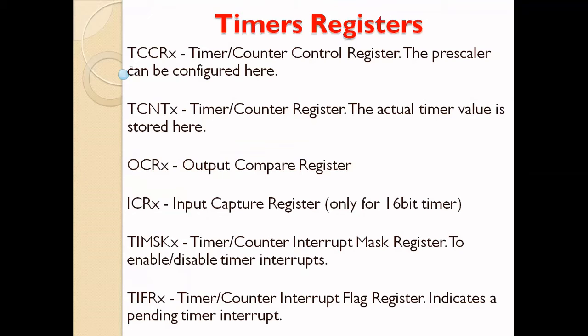There are various types of registers available in the timer. First one is called the timer counter control register. This is a control register used in the timer. Next one is the timer counter register. This is also an 8-bit register; if you go for 16-bit, it is called a 16-bit register. Here we have to store the value. So the first register is used for control purpose, and in the next one you have to store the value.